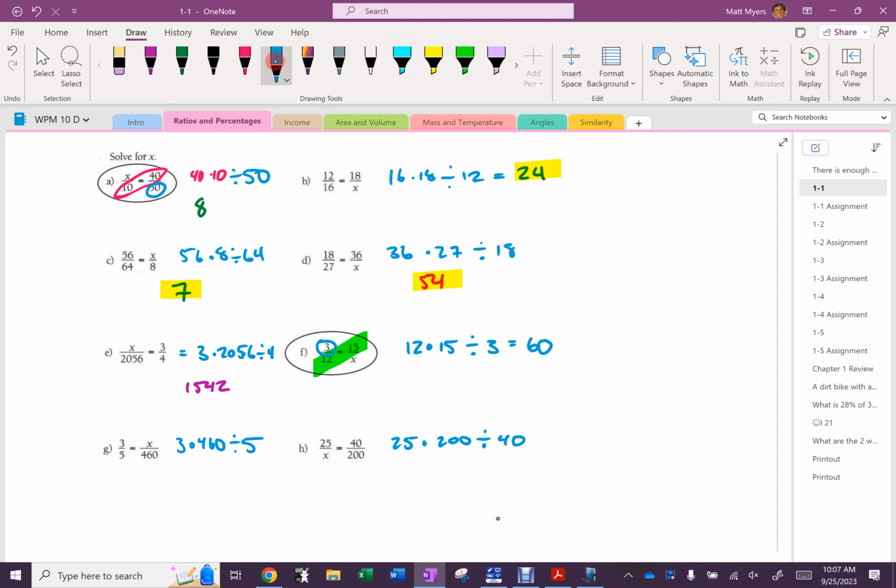What is the answer to G? 16. Aveline, 16. Aveline is correct. No, 60, not 16. 60? No. Wait, are we on? We're on G. Oh, I did F already. Oh yeah, y'all get credit for F, the one I wrote down. I did it. What's G?